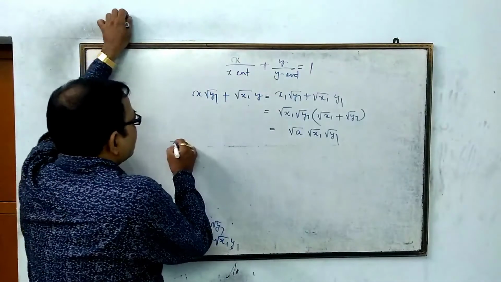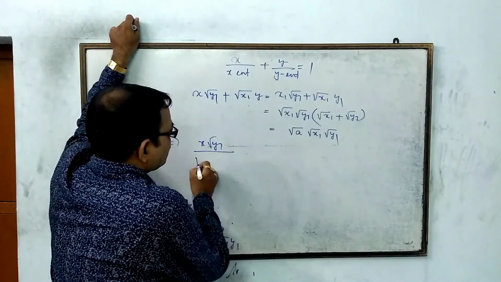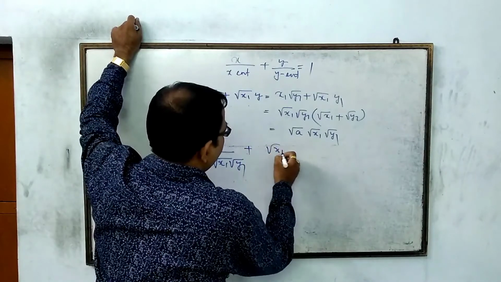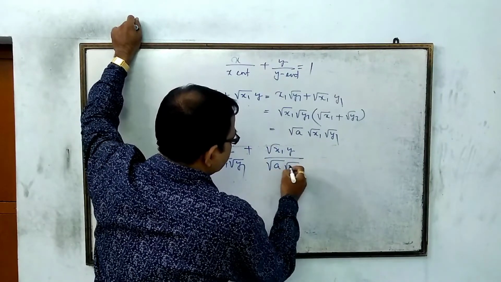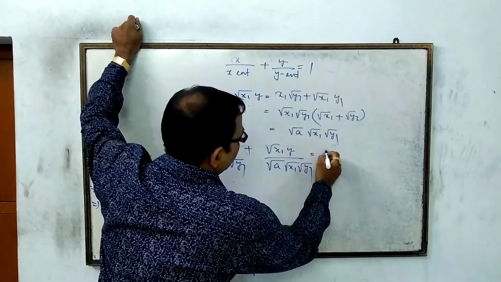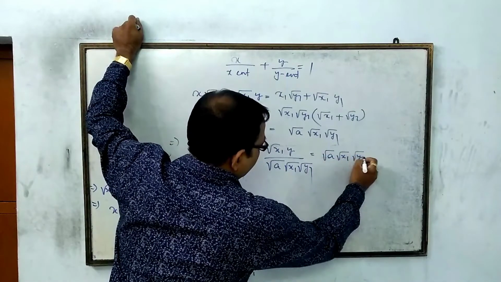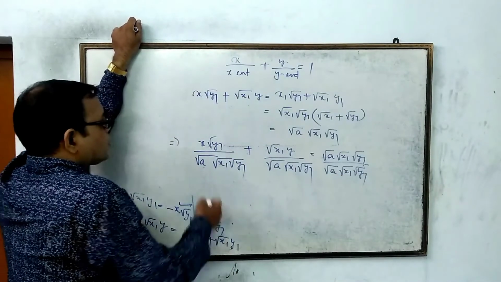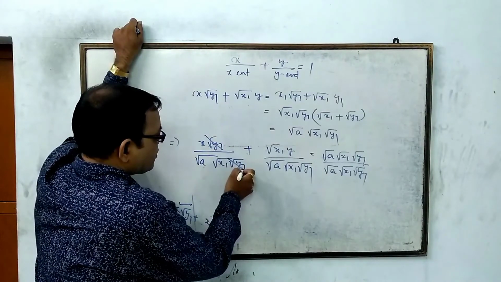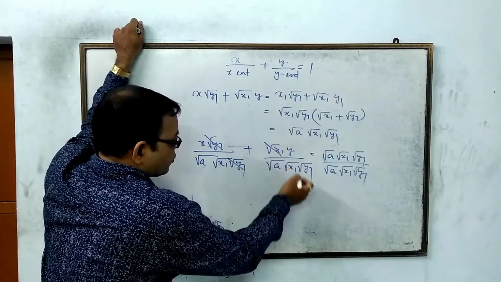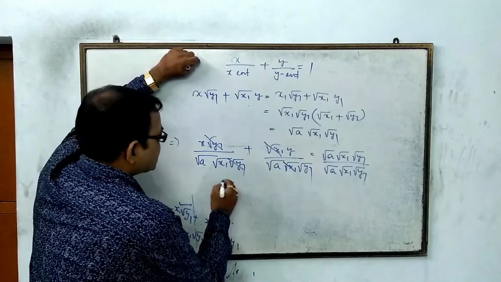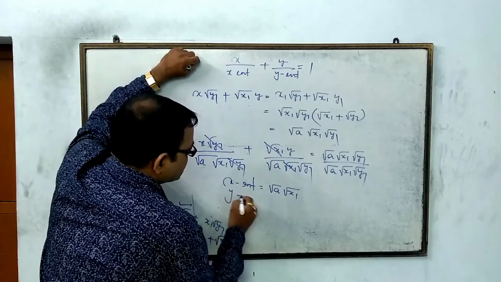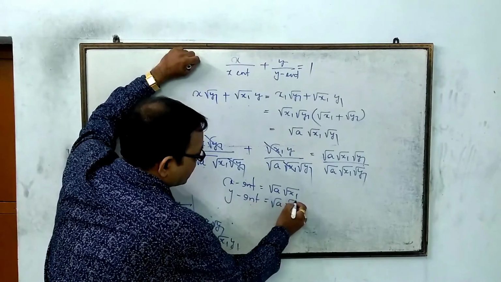So how will it be obtained? x root over y1 by root over a root over x1 root over y1 plus root over x1 into y by root over a root over x1 root over y1 is equal to root over a root over x1 root over y1 by root over a root over x1 root over y1. Now root over y1 and root over y1 will be cancelled, and here root over x1 and root over x1 will be cancelled. Now we are getting the x-intercept. X-intercept is equal to root a root x1. Y-intercept is root a root over y1.